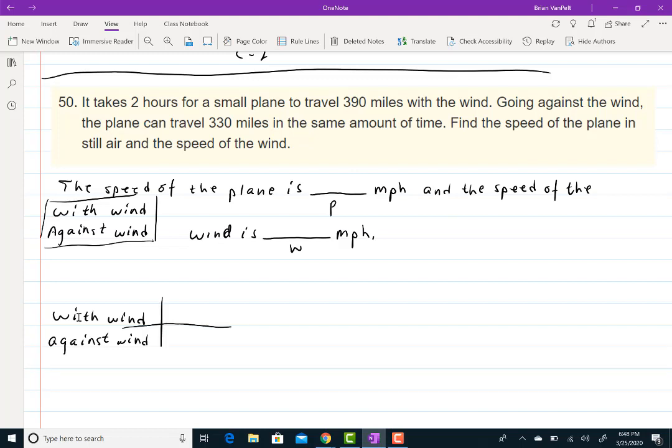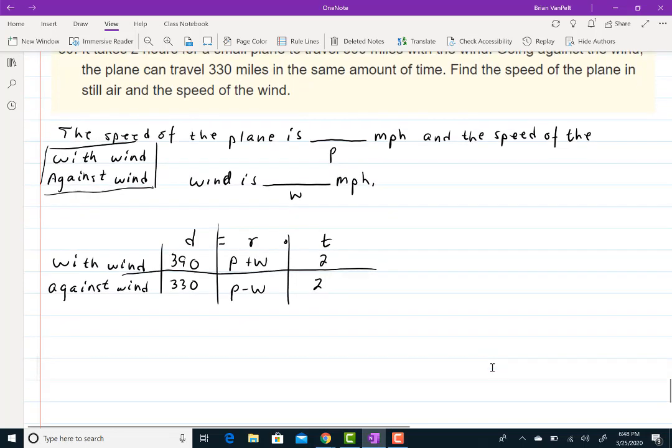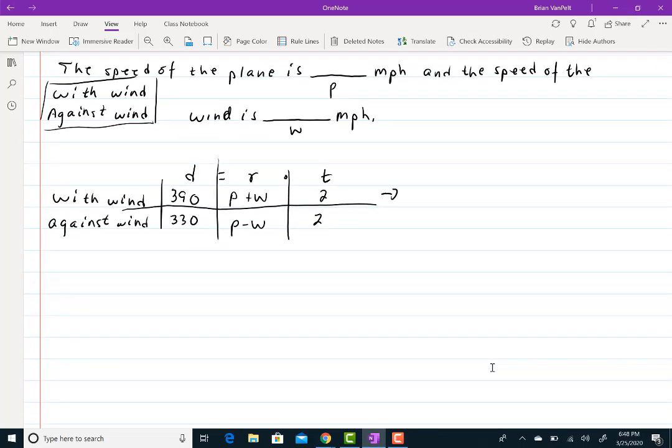And what do we have for these two things? I'm going to use the same formula because it's a motion problem. Distance is equal to rate times time. And let's see what we have now. It takes 2 hours for a small plane to go 390 miles with the wind. So 2 hours, 390. And we know that with the wind, you're helped. So I'll put a P plus W. That's just like the boat in the current. Against the wind, it can go 330 miles, the same amount of time, but its speed will effectively be P minus W.